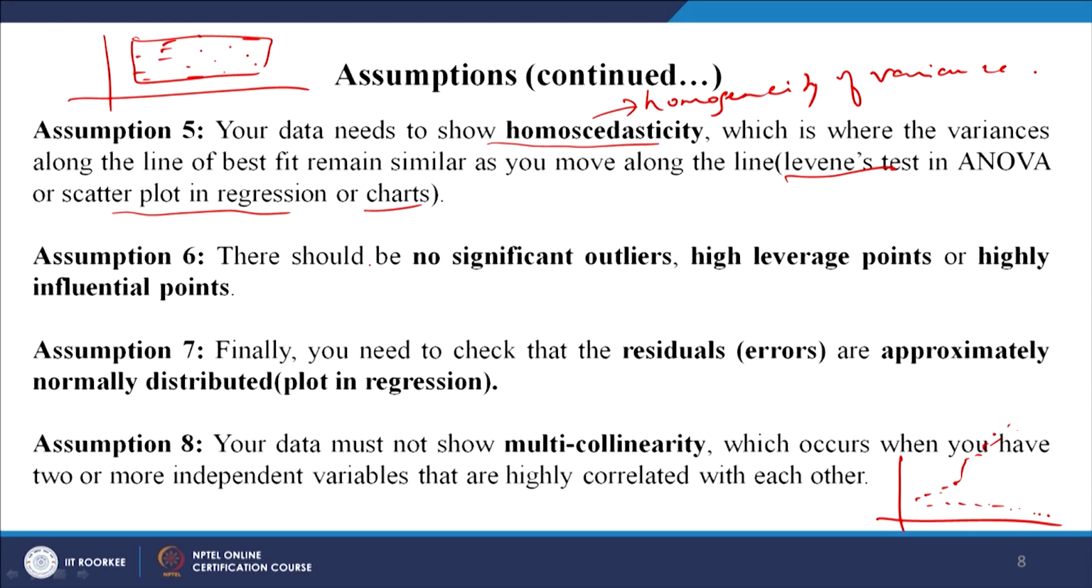Similarly, the sixth assumption is there should not be any significant outlier, right. Finally, you need to check whether the residuals are approximately normally distributed or not. This can also be done through plots in regression, which we will see later on. So, by taking the standardized residuals and the standardized predicted values and plotting a graph, you will see whether it is normally distributed or not.